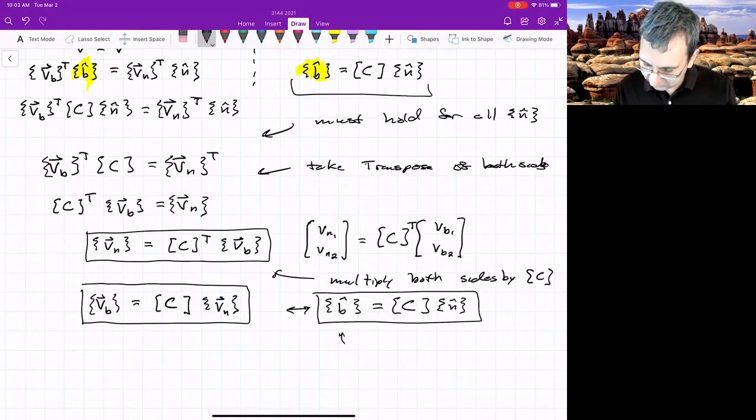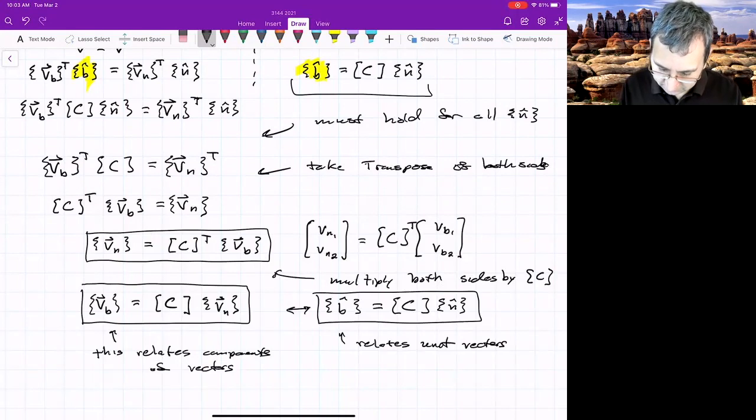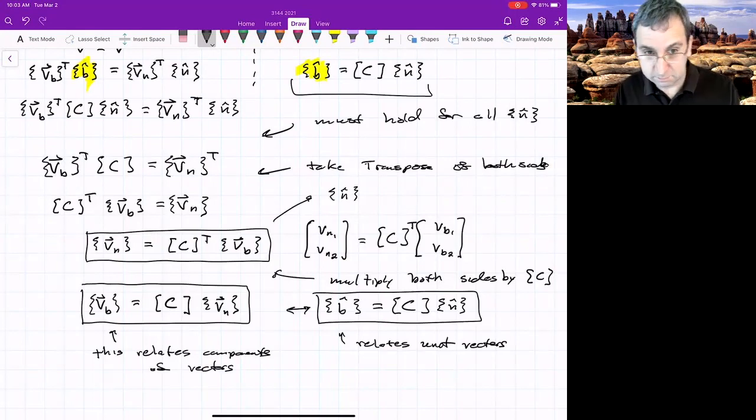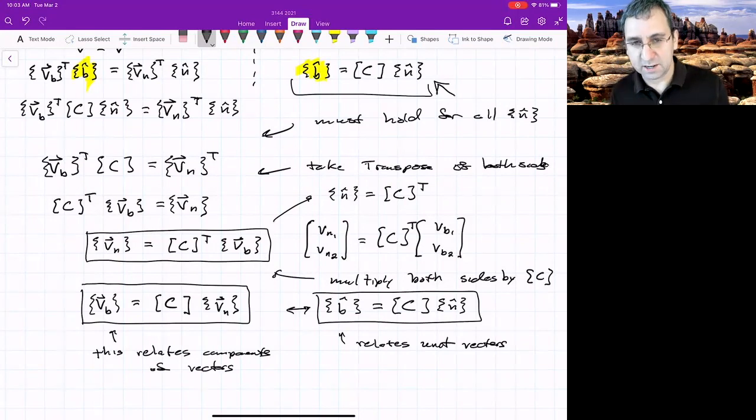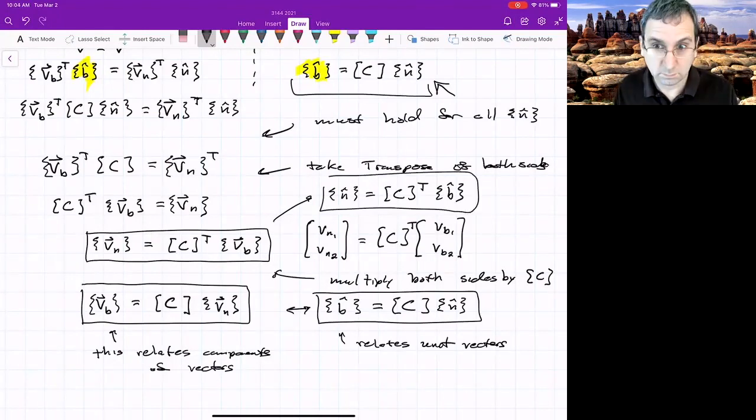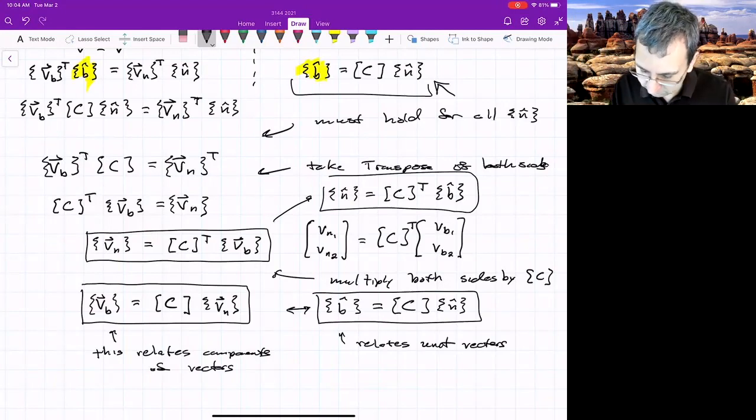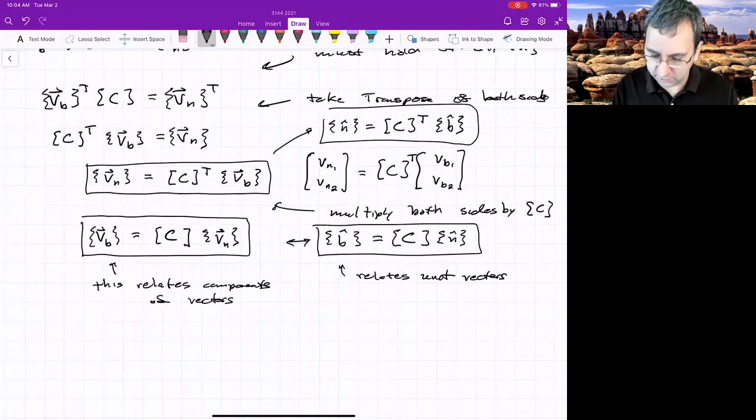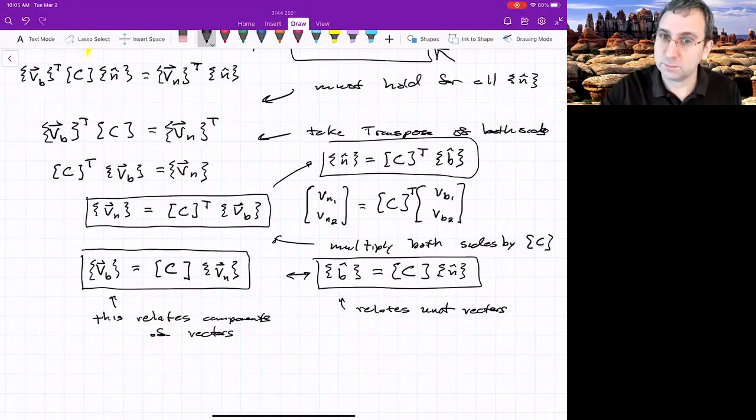So this relates unit vectors. This relates components of vectors. And just like this is V_N equals C transpose V_B, if you wanted the N unit vectors in terms of the B unit vectors, then this would be C transpose. You just take this equation up here in the upper right, multiply both sides on the left by C transpose, and you'll get this. Okay. So it's one rotation matrix to rule them all, and just being careful which way you're going. All right, so I think that's it for 2D. There are a few conceptual things here. Then we're going to move on to 3D.